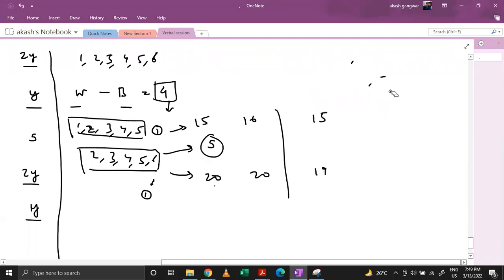So the only possibility in that one is 1, 2, 3, 4, and 6. And this one remains the same, 2, 3, 4, 5, 6. So this is case 1. For this one is white and this one is black.